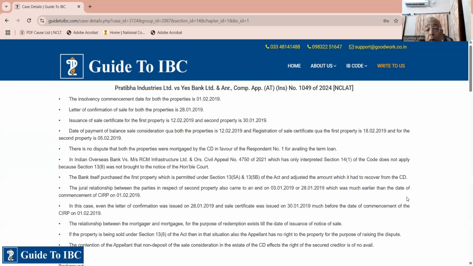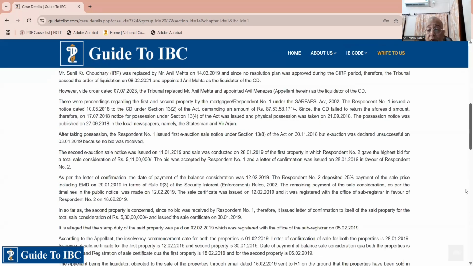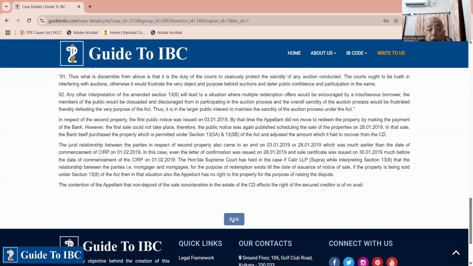NCLAT stated that Indian Overseas Bank versus RCM Infrastructure, Civil Appeal number 4750 of 2021, which has only interpreted Section 14 of the Code, does not apply because Section 13(8) of SARFAESI was not brought to the notice of the honorable court. So what was this case of Indian Overseas Bank versus RCM Infra? Let us go back a little bit.